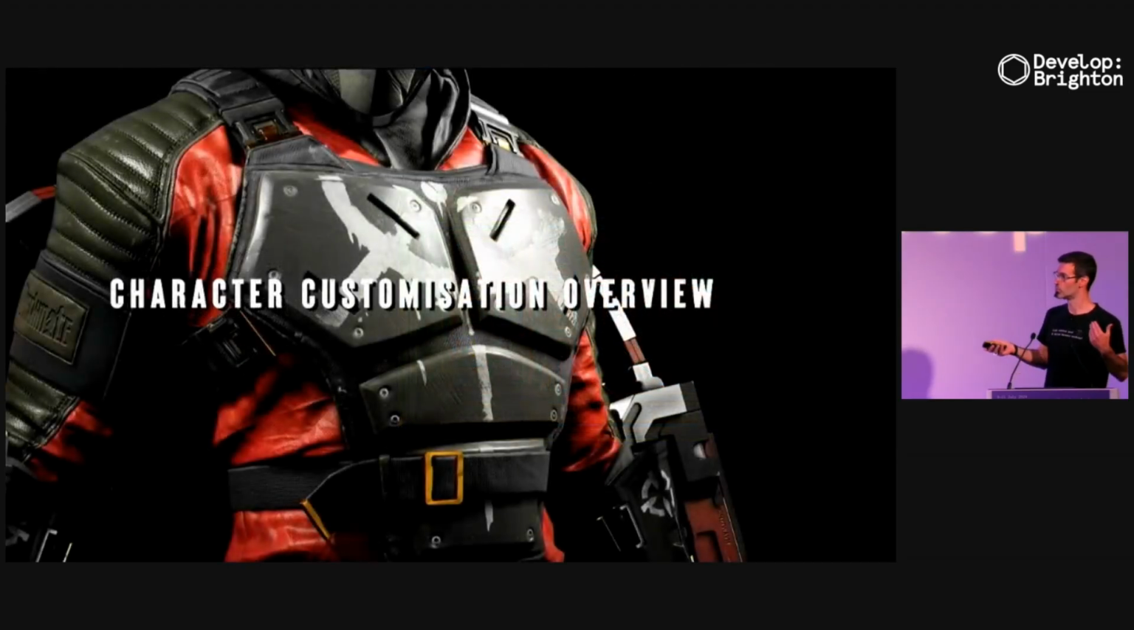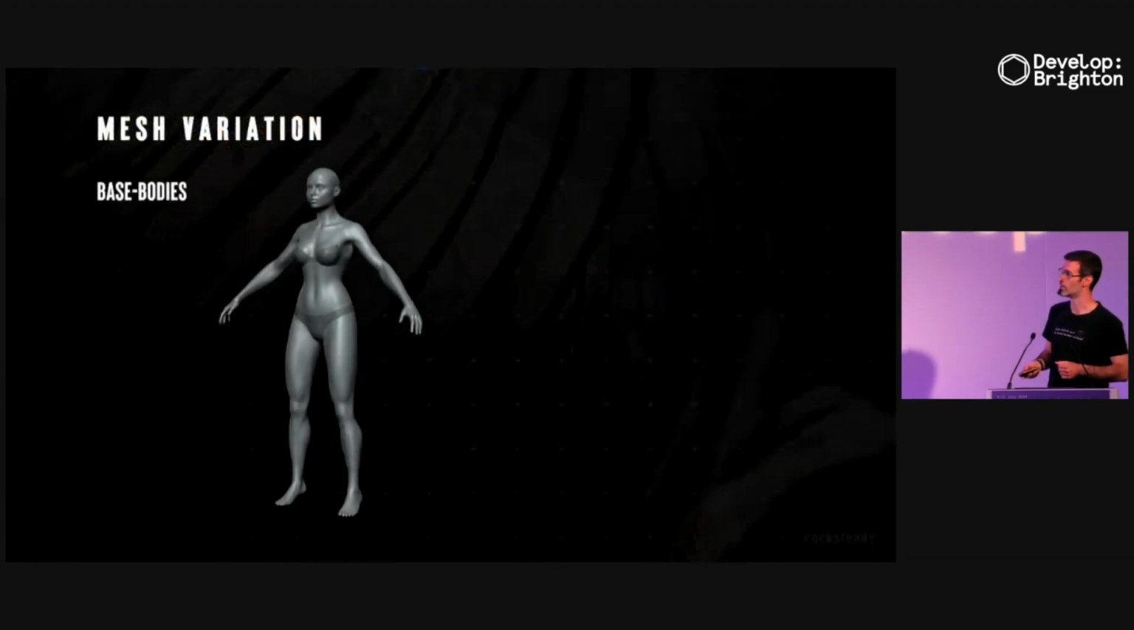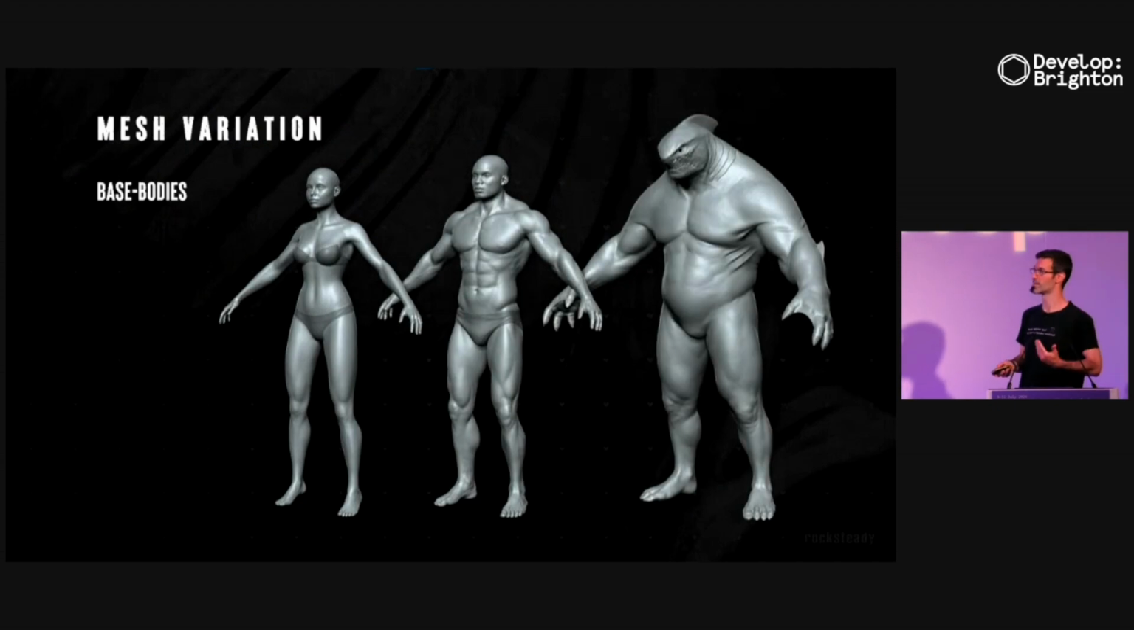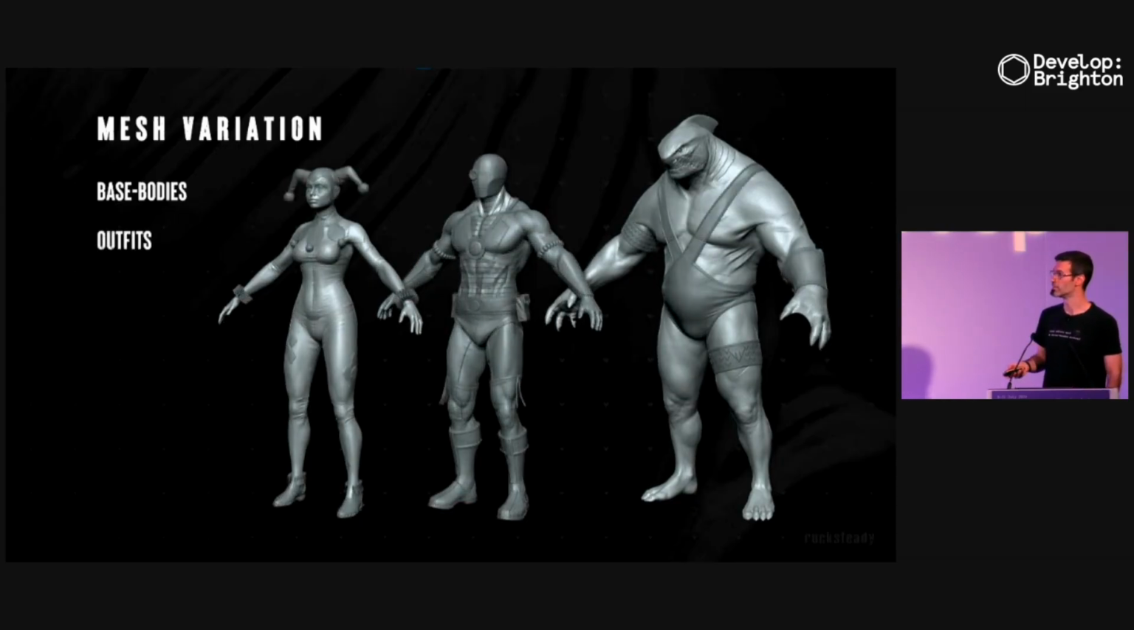So there's two levels of variation. We have, on one side, the mesh variation. So each character has his or her own, or its own base body, on top of which we build a series of outfits. We use Marvelous Designer and ZBrush, everything pretty standard up to this point. Most outfits have 2 mesh variants. Some have 3, and a handful only have 1.